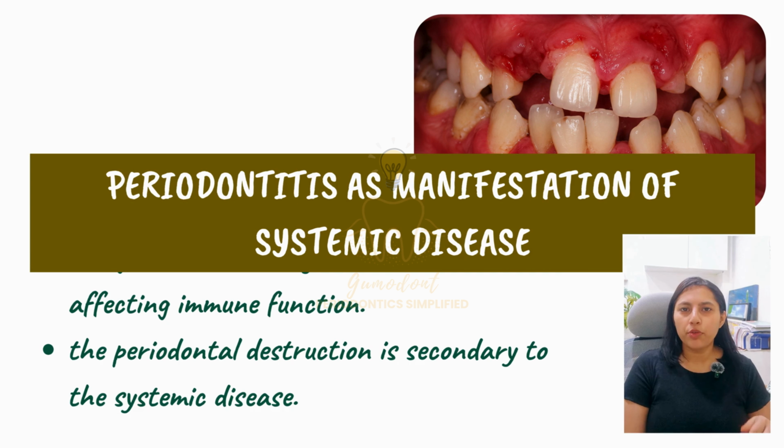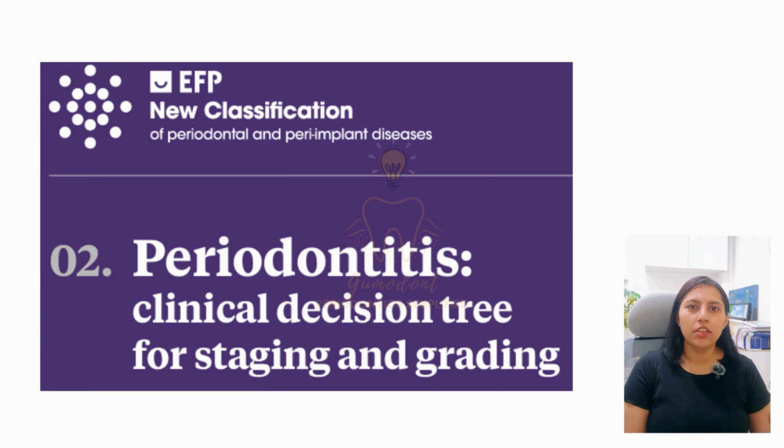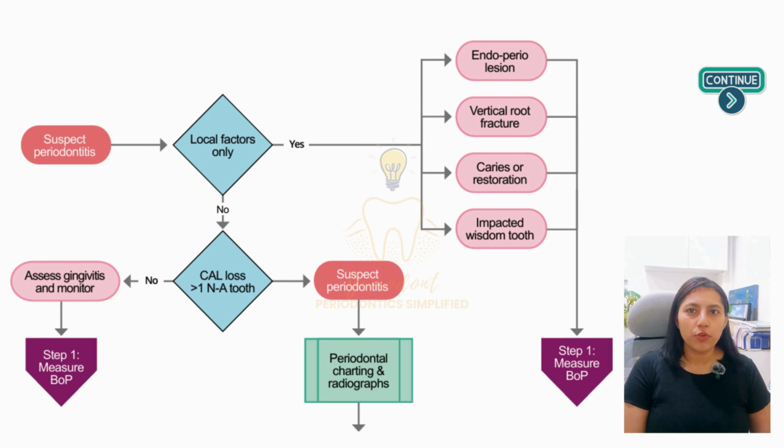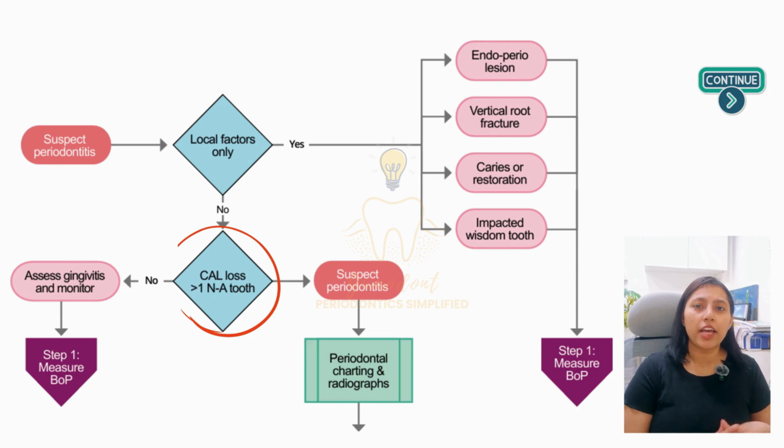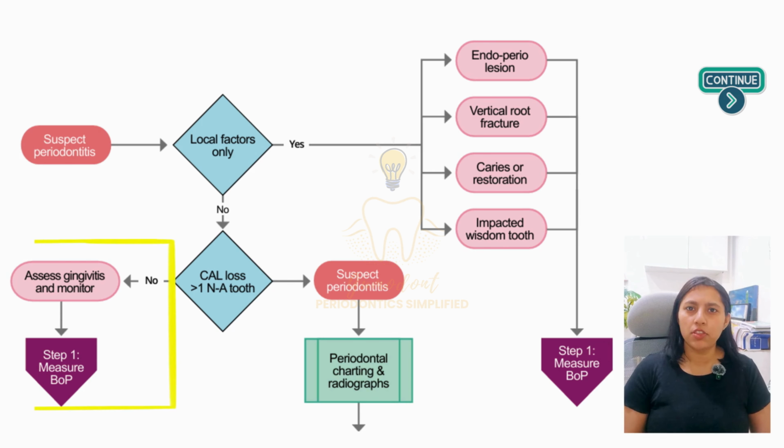Now, before we move into staging and grading, there is one very important figure given in the European Federation of Periodontology reports, the diagnostic flowchart. And honestly, if you understand this flowchart properly, the entire diagnosis of periodontitis becomes much easier. So let us go through it step by step. The first question in the flowchart is very simple: is there clinical attachment loss? If there is no attachment loss, we move towards the gingival diseases or periodontal health.